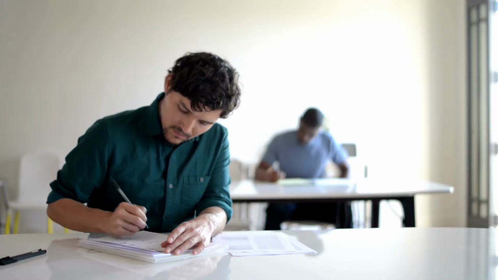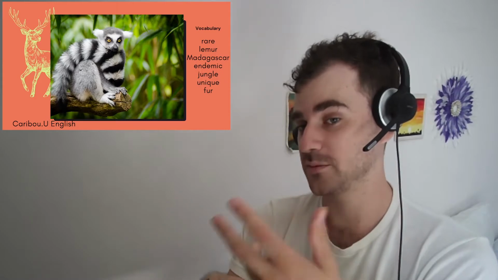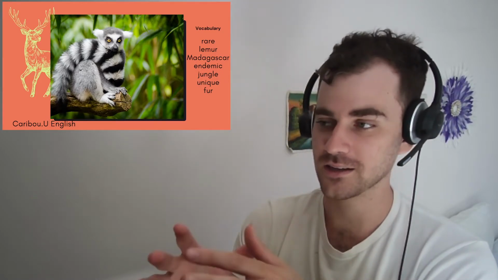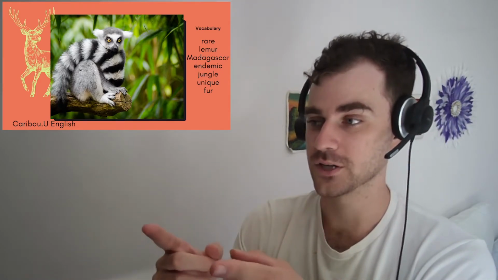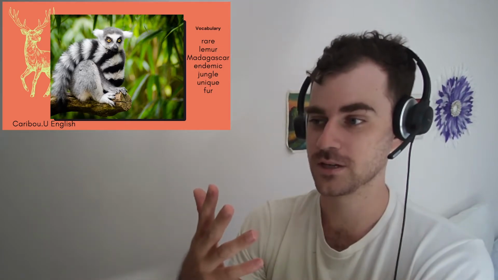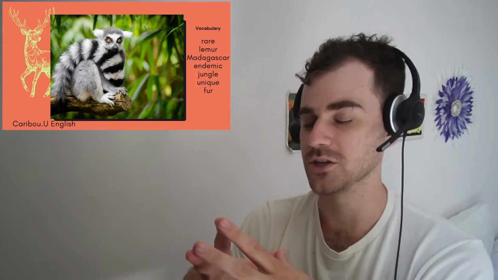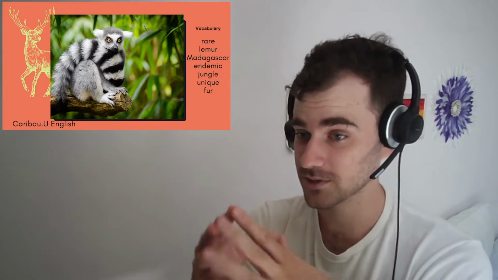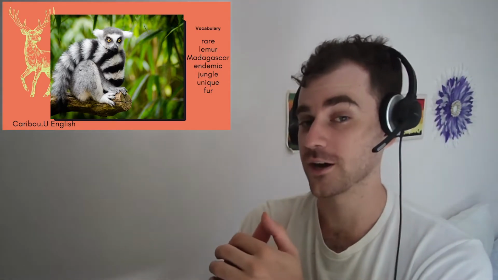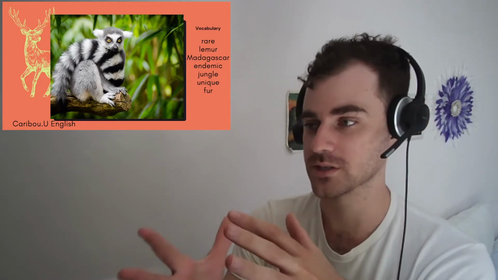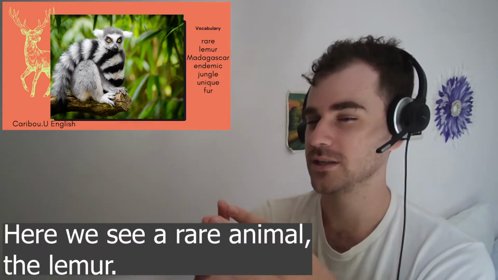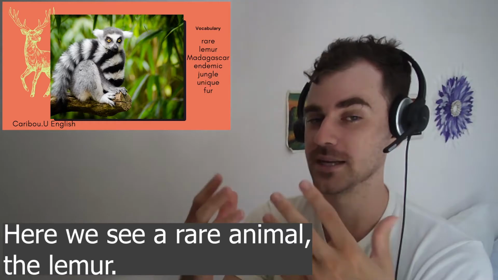There's one more picture in this lesson, and this animal, I'm sure you've seen it before, but you might not know the English name. It's lemur. This is a lemur. And it's not common to see a lemur. You don't see lemurs often, so it is rare. So I can put those two words together. Here we see a rare animal, the lemur.